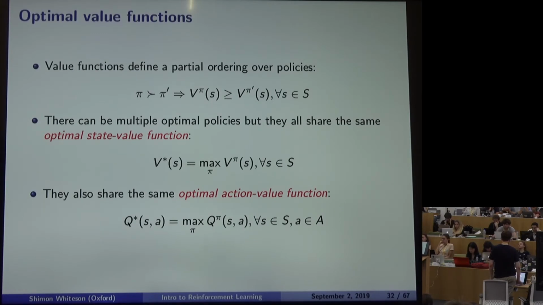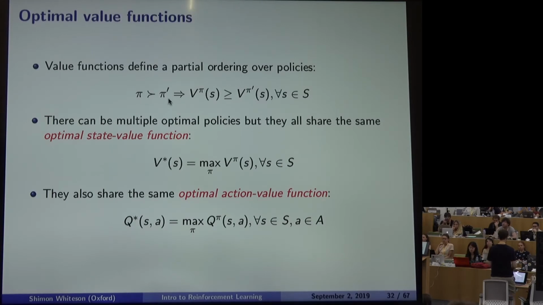Okay, so why are these optimal value functions useful? They're useful because if we are able to figure out what the optimal value function is for a given MDP, then we've actually solved the whole problem. Because all we need to do, given that optimal value function, is act greedily with respect to the value that we've computed.